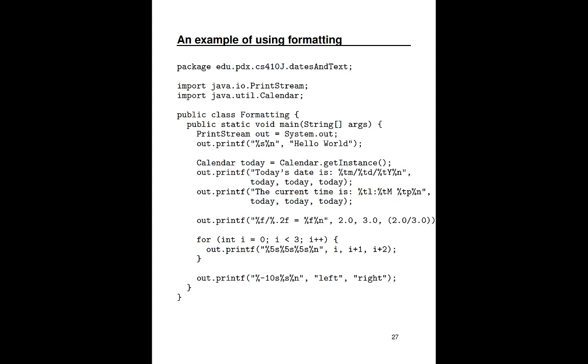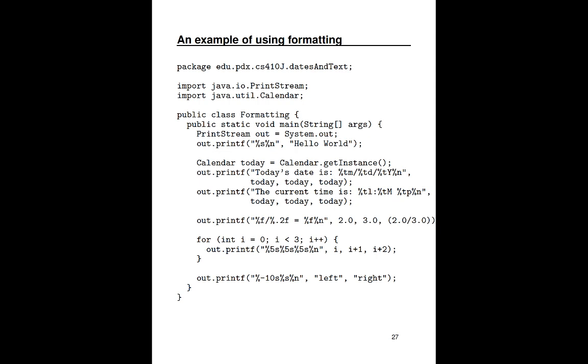Next is an example of formatting numbers. So here we say %f for floating point, and then we say slash for divide, and then %.2f saying that we want to format a floating point number with 2 decimal places. And then it'll equal, well, some other double formatted as a floating point. And we pass in the arguments 2.0, 3.0, and then 2 divided by 3.